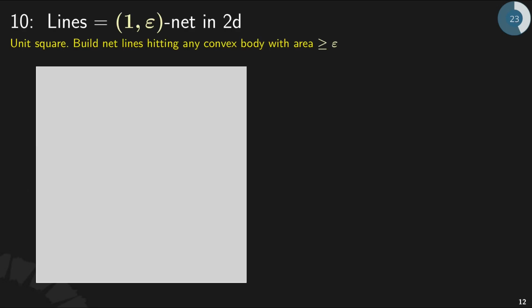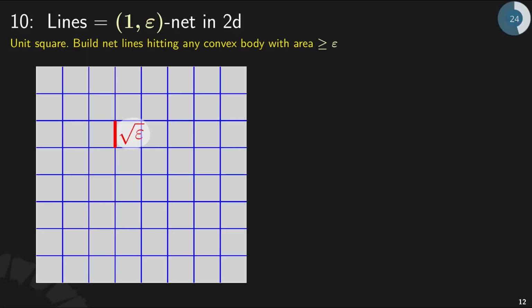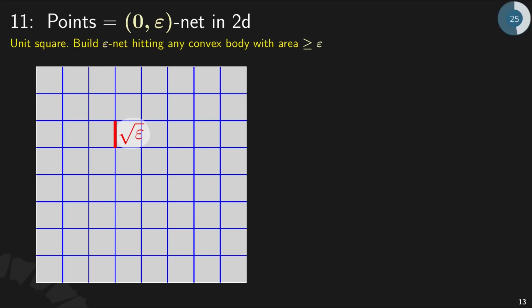Okay, let's discuss maybe the easiest case, which is a 1-flat epsilon net in 2 dimensions. We have the unit square, and we start with lines, and of course you do the obvious thing. You put a grid with side square root of epsilon. You have 1 over square root of epsilon lines, and every grid cell has area epsilon, and we are done. That's not very interesting.